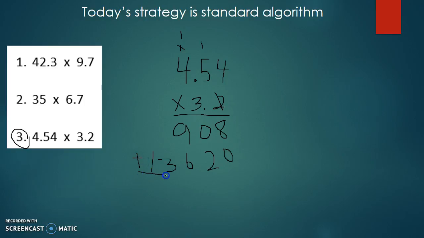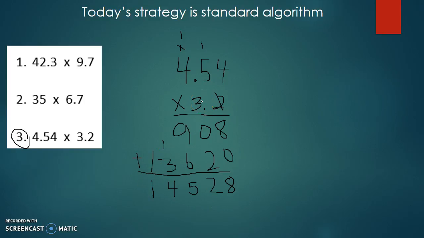Now I'm ready to add. 8 plus 0 is 8. 0 plus 2 is 2. 9 plus 6 is 15. I put my 5. Regroup my 1. 1 plus 3 is 4. And bring down my 1.